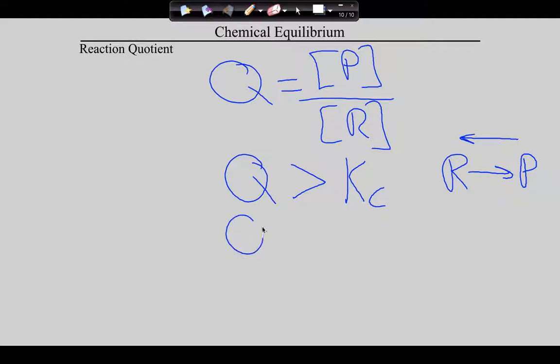Now, guys, what if Q is less than Kc? If Q is too small, which number's too big? Reactants. Now we've got too much reactant, so now the reaction's going to go that way to get rid of reactant to turn it into product. So guys, the value of Q tells us which direction the reaction will proceed towards equilibrium. Not bad? Okay, so guys, we're done.